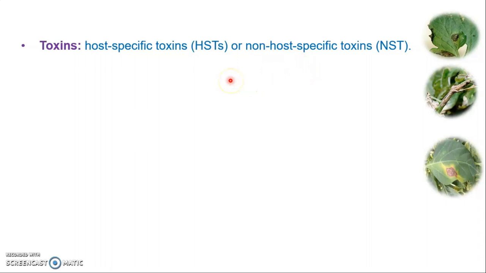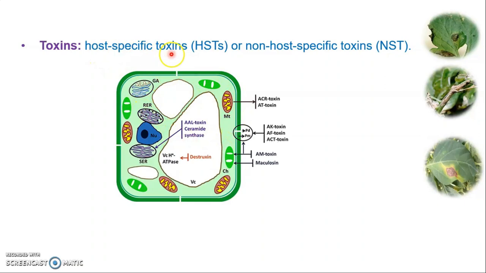If you look at this diagram here, even the host specific toxin becomes specific to particular organelles. For example, ACR toxin infects mitochondria, but ACR toxin cannot infect the chlorophyll. Similarly, AK toxin infects the plasmodesmata, but AK toxin cannot infect the endoplasmic reticulum. So even host-specific toxins are specific to the organelles. So remember this. Alternaria solani produces two types of toxin, host-specific toxins and non-host-specific toxins.